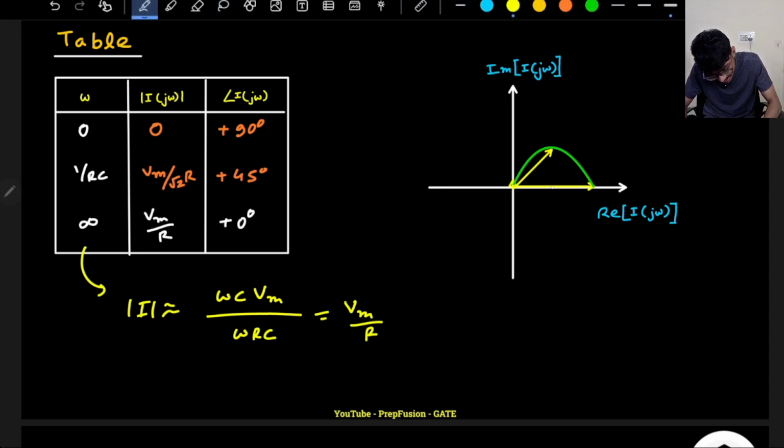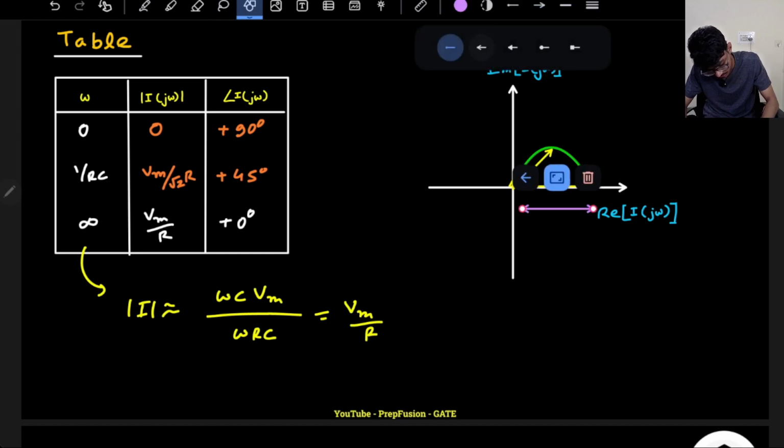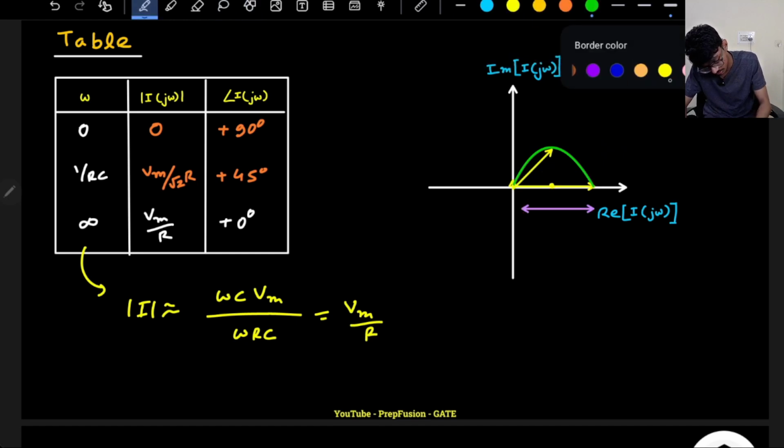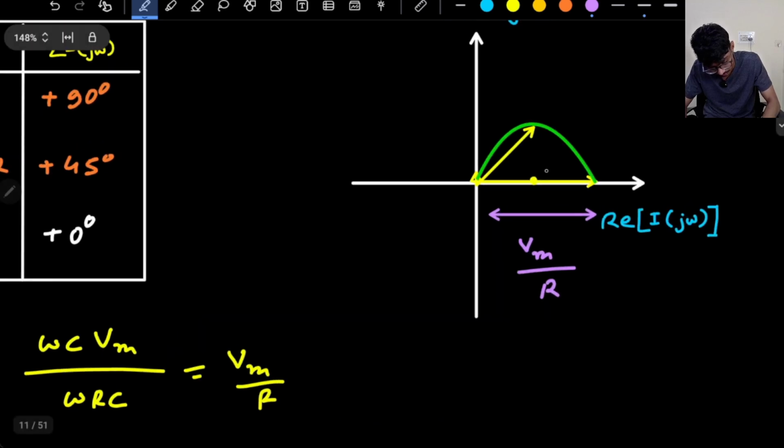Can you tell me the center of the semicircle? The center of the semicircle, this whole distance is basically how much? This whole distance is Vm by R. And this distance will be what? How much? Basically this will be Vm by 2R. So the center is here.